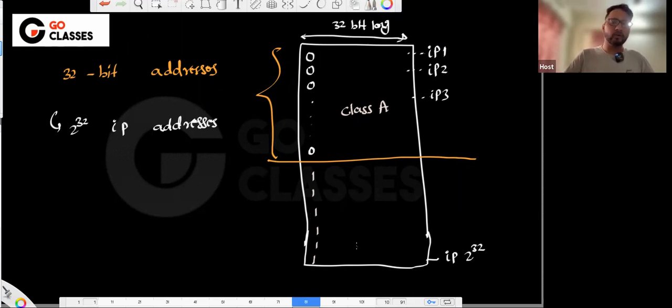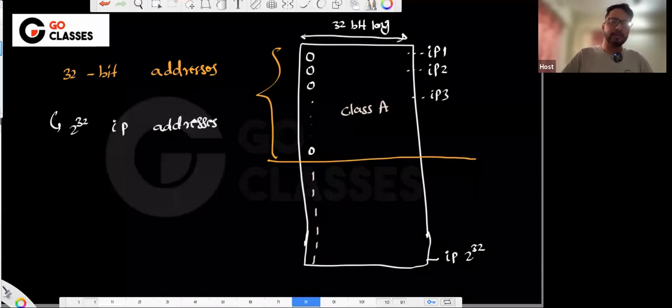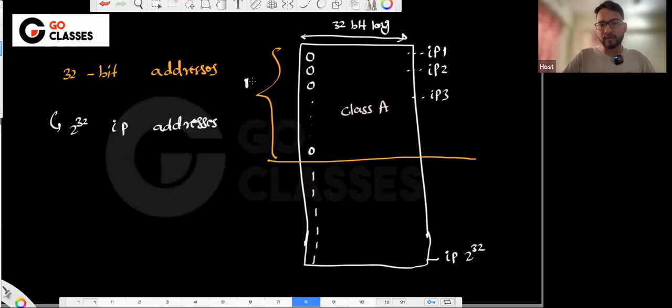Let's suppose the total fraction is 1, then half the fraction is here, and this is the other half. Now I will again divide this other half into 2 parts. If the first bit is 1 and then 0, I will say this is my another half. If the first bits are 1 1, then this is another half. So I will say that this is my class B.